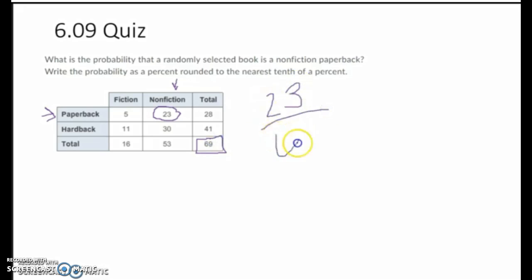Just remember to round to the nearest tenth of a percent, so write it as a percent, but round it to 1 decimal place, and you will go from there.